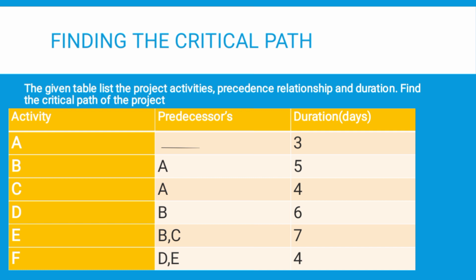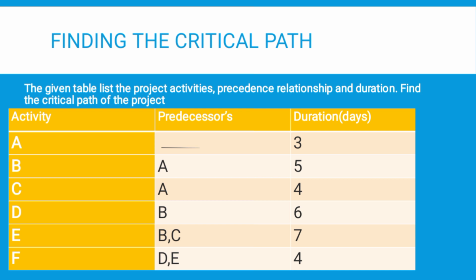For activity A to happen, no activity has happened before. For activity B to happen, A must happen. For C to happen, A must happen. For D to happen, B must happen. For E to happen, B and C must happen. For F to happen, D and E must happen.